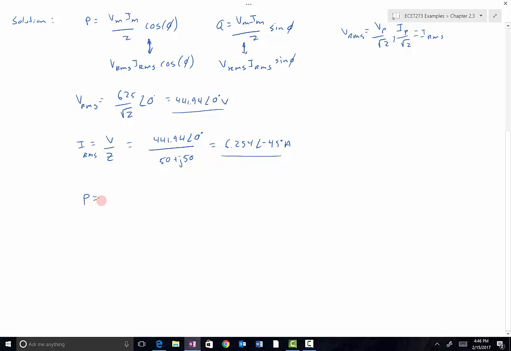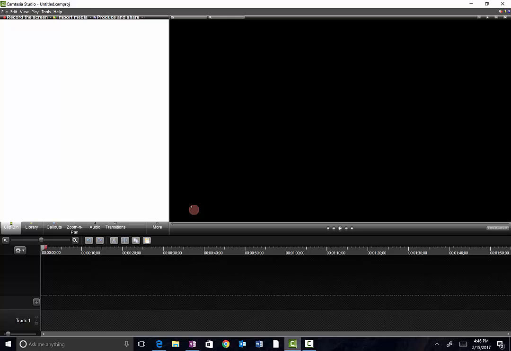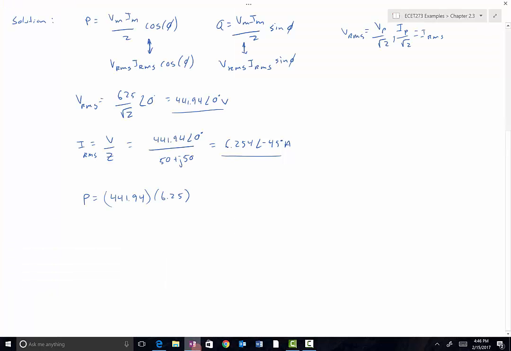Power is going to therefore be equal to 441.94. I'm going to take that times 6.25, doing a little rounding there. It's going to be times the cosine of 0 minus negative 45. And that gives me a value of 1,953.12 watts.